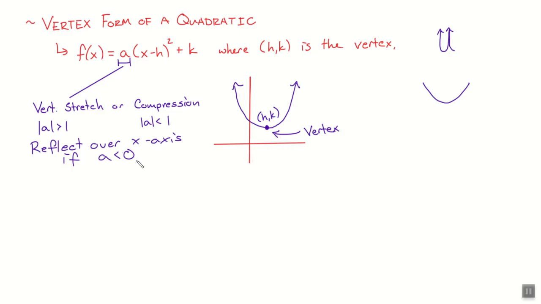Notice there's no absolute value here. So a negative 12x squared is super thin and reflected. A positive 1/2 is positive opening still, but much wider.